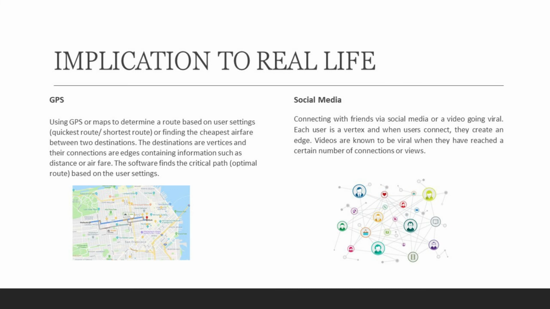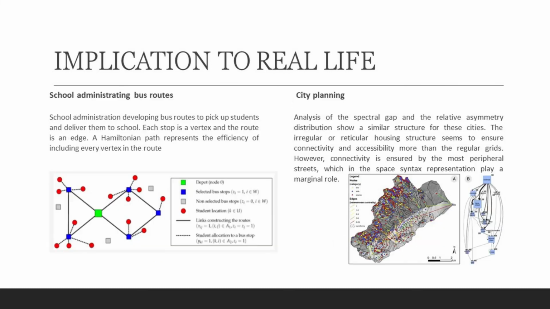Next is social media. Connecting with friends via social media or a video going viral. Each user is a vertex, and when users connect, they create an edge. Videos are known to be viral when they have reached a certain number of connections or views. After that, we have school administrators planning bus routes. School administration develops bus routes to pick up students.